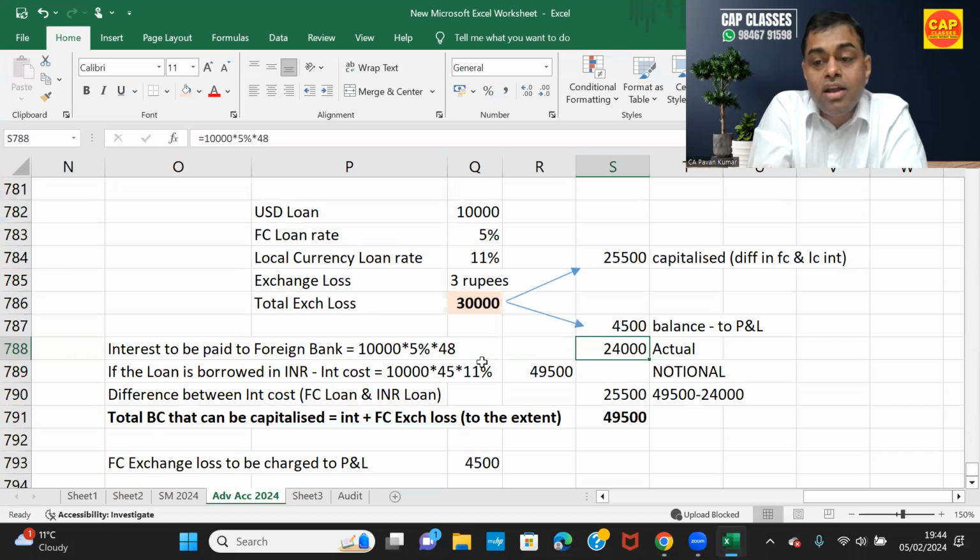And I'll tell you one secret, okay? Many students, many faculty, they leave this example. But imagine if this comes in the exam, it is very easy to get 5 marks, 6 marks. Very, very easy.